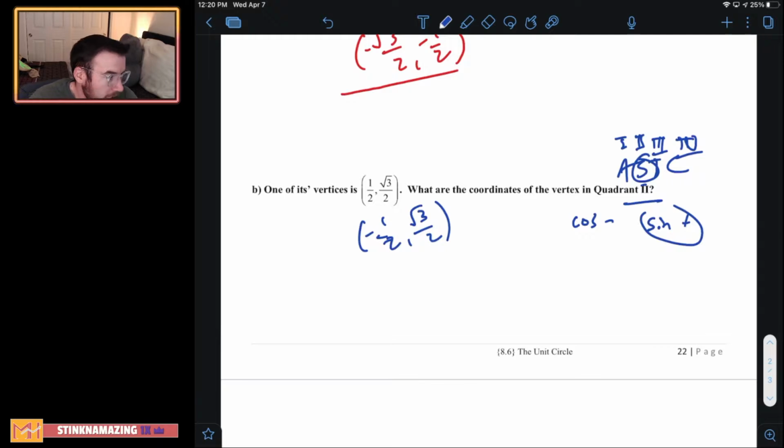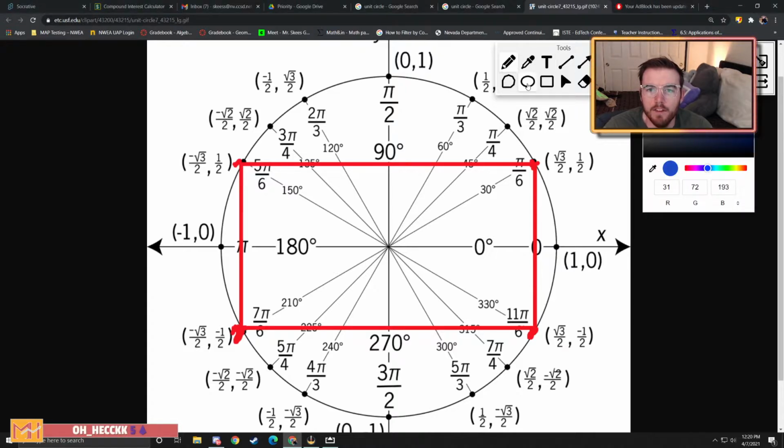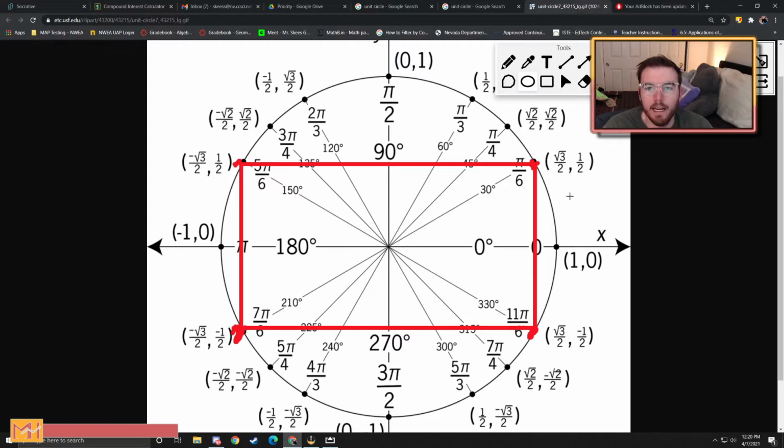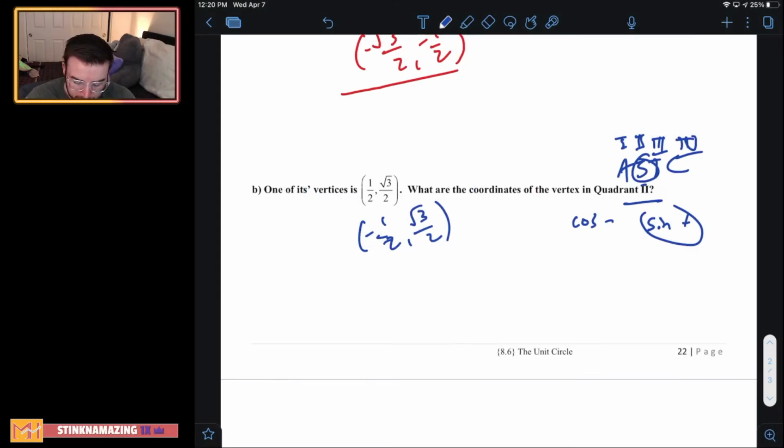But if we go ahead and look at this, if the first vertex is at 1/2 comma root 3 over 2, that's right there. And then when we make our rectangle, we're going to create this rectangle. And we have 1, 2, 3, 4 vertices, right? And the one in quadrant 2 is right here. So negative 1/2 comma root 3 over 2. That's my final answer.